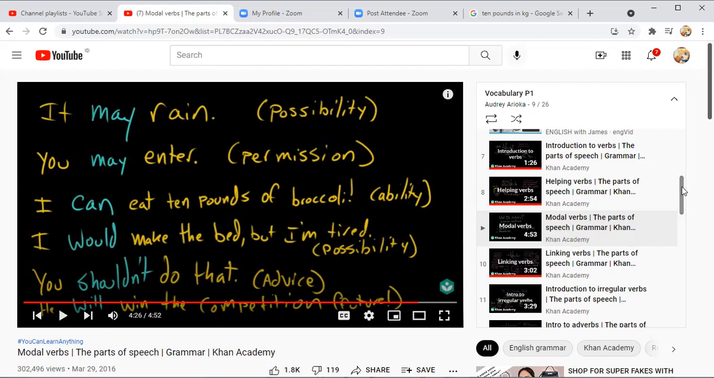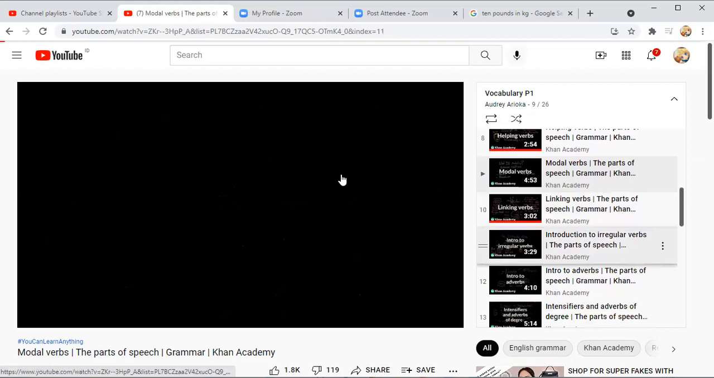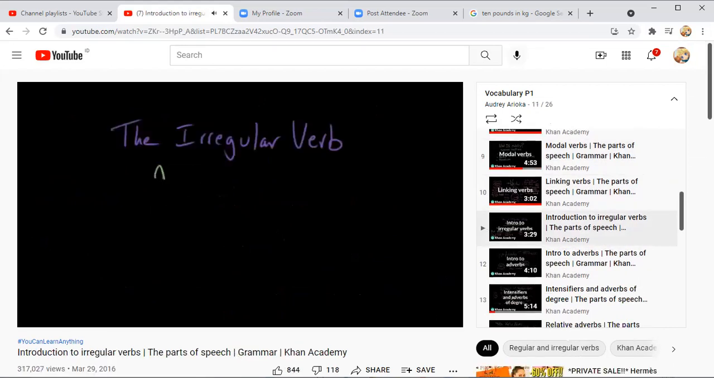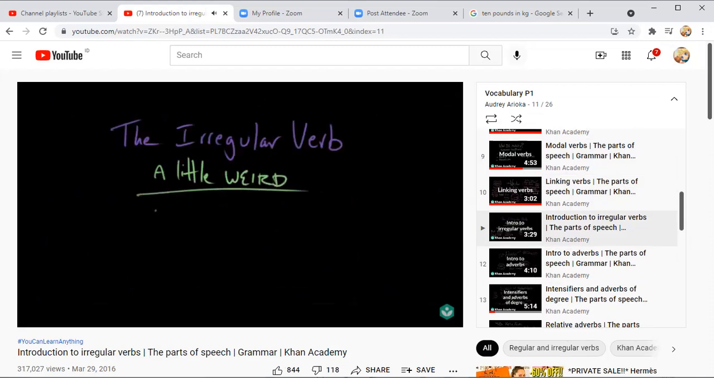Okay, and then the next one is irregular verb. Hello, grammarians. Today I want to start talking about irregular verbs. That is to say, verbs that appear a regular verb that we can conjugate in all tenses, and it's just going to be like, for example, the verb talk.